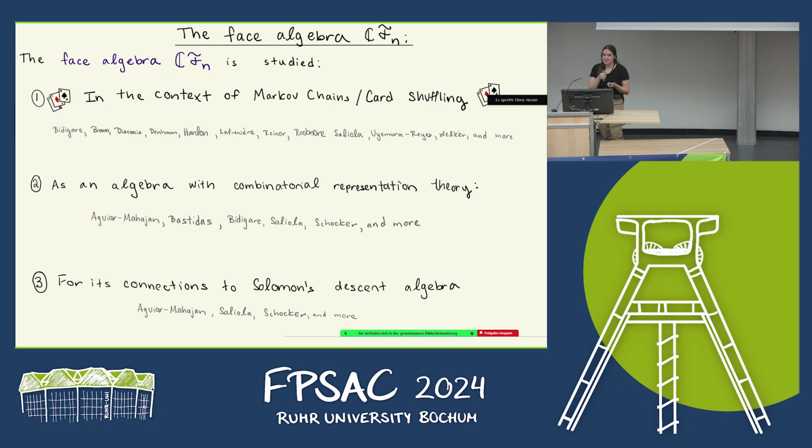But more recently, it's been studied just as an interesting algebra in its own right. In particular, its representation theory is very nice and also governed by the combinatorics of the arrangement. And perhaps the reason that will be most useful for our talk is that it's highly connected to Solomon's descent algebra, which I'll now explain.